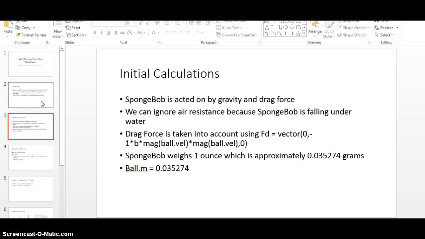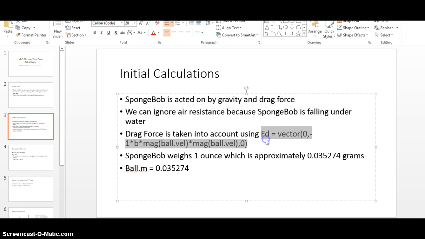Drag force is taken into account using the formula Fd equals vector 0, -1, -1 being because the force of drag is acting in the opposite direction, times the constant b, times the magnitude of ball.vel, the velocity of SpongeBob, times the magnitude of ball.vel, comma 0.